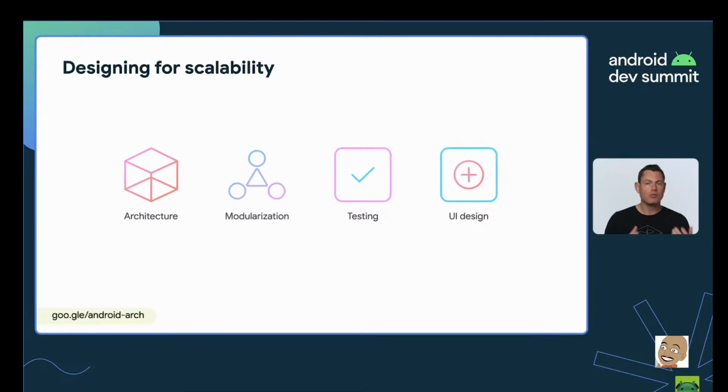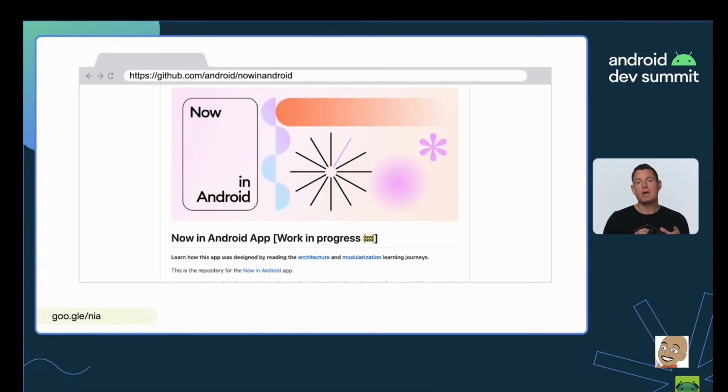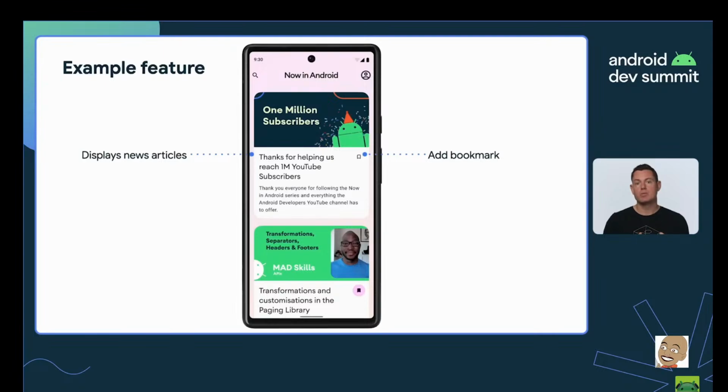I'll be covering a lot of different concepts, so if I cover something you're not familiar with, there's a link on virtually every slide which will take you to more information about the current topic. Throughout this talk, I'll use the Now in Android app as an example. The source code is available on GitHub. In the app, we have a screen which shows content which is customized for you. It displays a list of news articles and allows the user to bookmark each article. We're going to take a look at how the For You feature was built, starting with how bookmarks work.